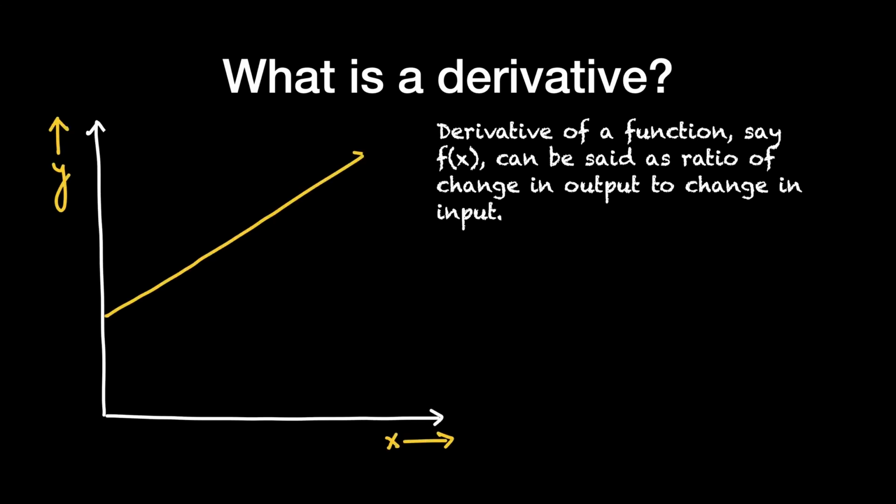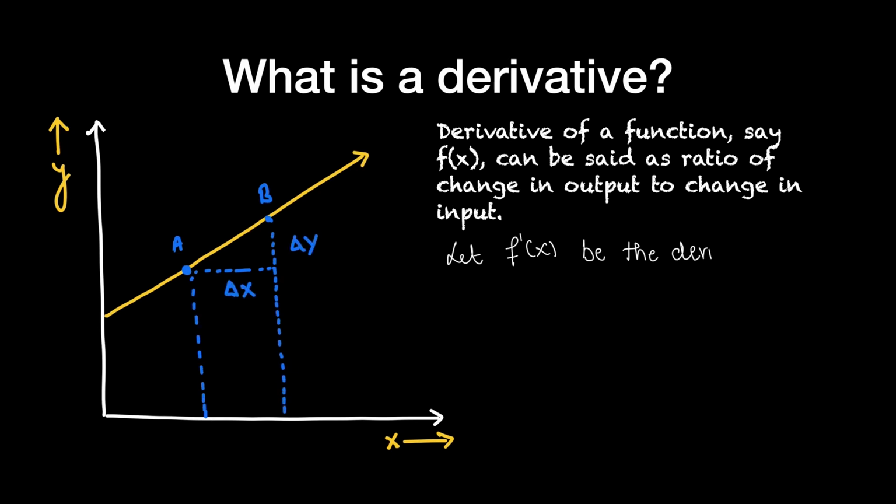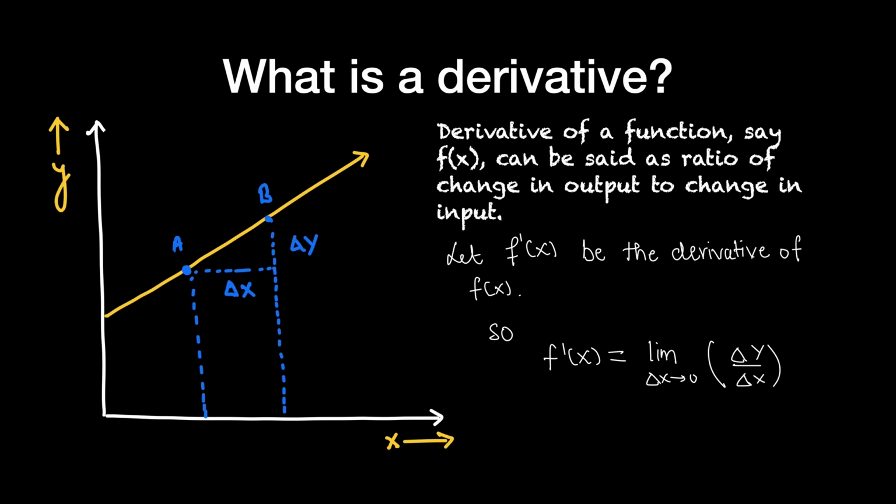Take a look at this graph. Say this is a graph of some function f of x, and let f dash x be the derivative of the function f of x. So f dash x is defined as limit delta x approaches 0 of delta y upon delta x, where for the time being you can ignore this part, limit delta x approaches 0.